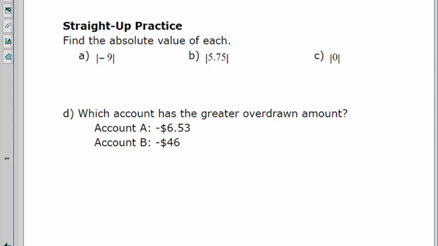Okay, well, here's some straight up practice, some absolute value, and then for question D, it says which account has the greater overdrawn amount, which has more money overdrawn. So think about what that means.